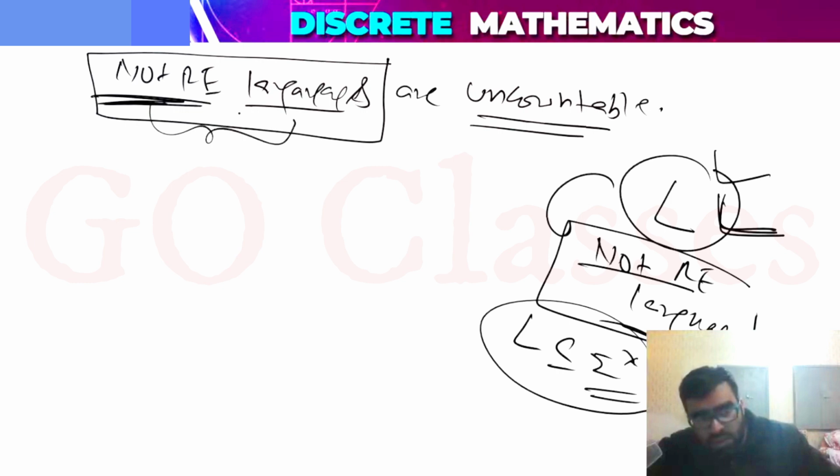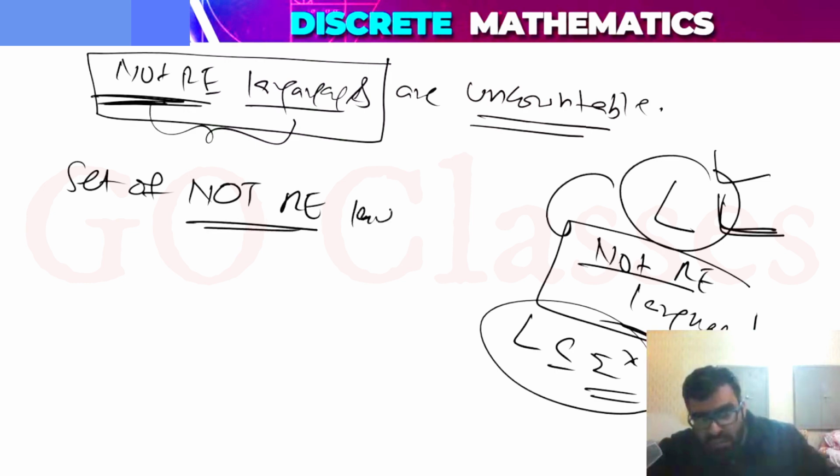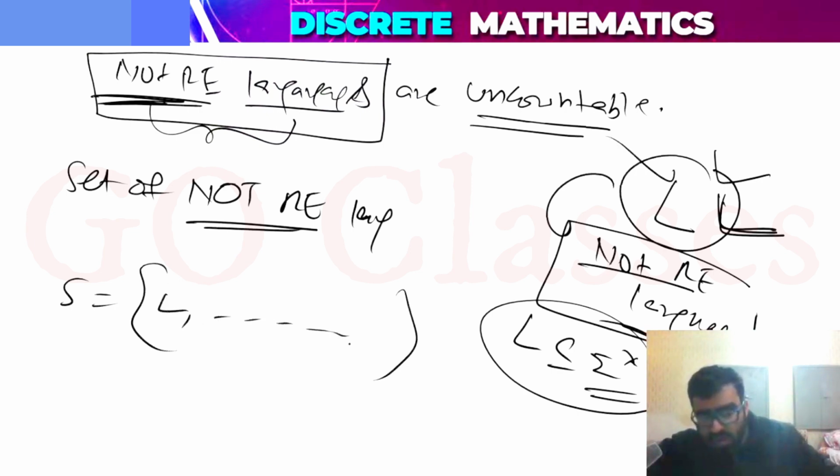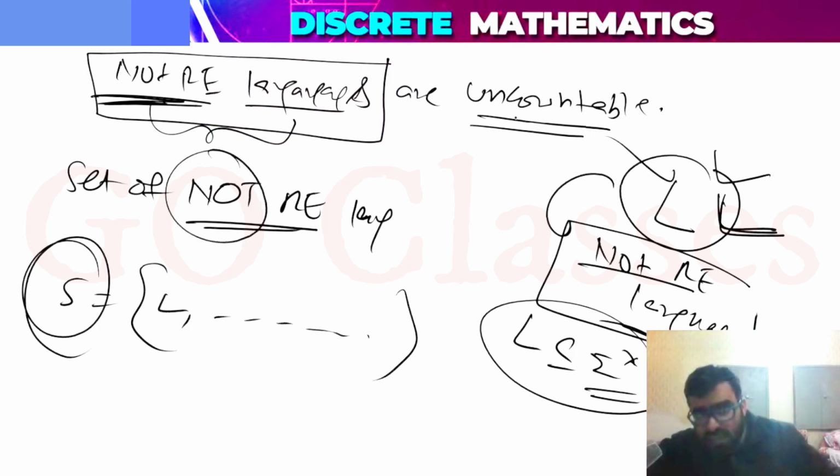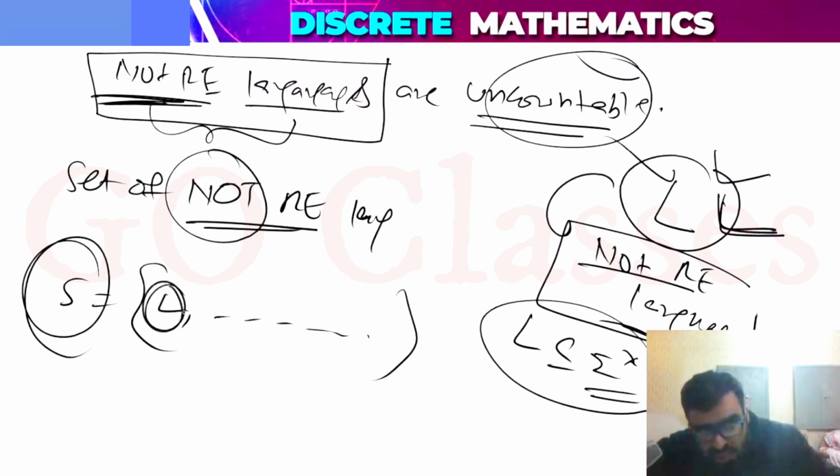When you say not RE languages are uncountable, the statement should be: the set of not RE languages. That is a set in which you have not RE languages, in which you have this L also, and so on. Now this set of all not RE languages is uncountable. So that is the difference. Remember, each individual language is countable. This L is countable.